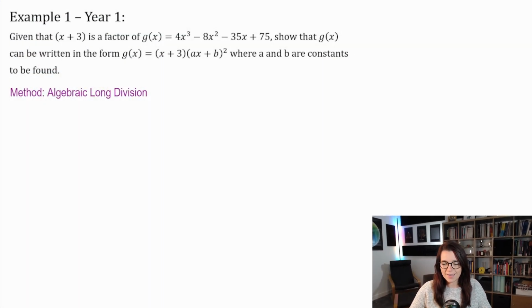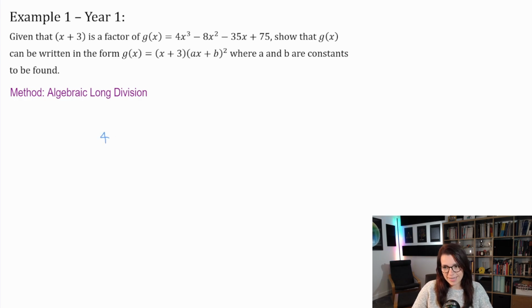Example 1, given that x plus 3 is a factor of g of x is 4x cubed minus 8x squared minus 35x plus 75, show that g of x can be written in the form g of x equals x plus 3 and then ax plus b all squared, where a and b are constants to be found. I'll show you the algebraic long division method first.